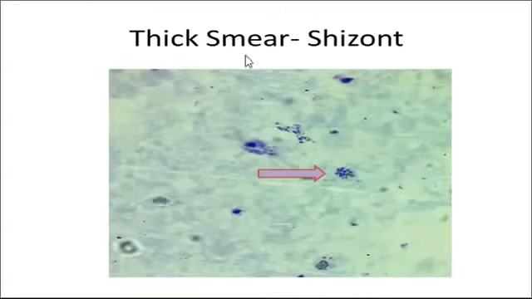Anyway, now this is the Schizont. This is a thick smear, but you can quite very well make out the merozoites inside the Schizont. There can be about 12 to 24 merozoites in each Schizont.